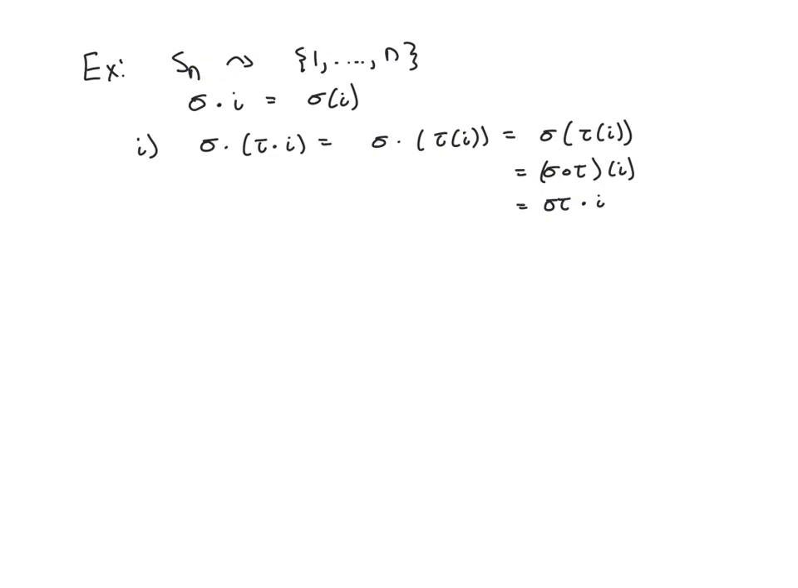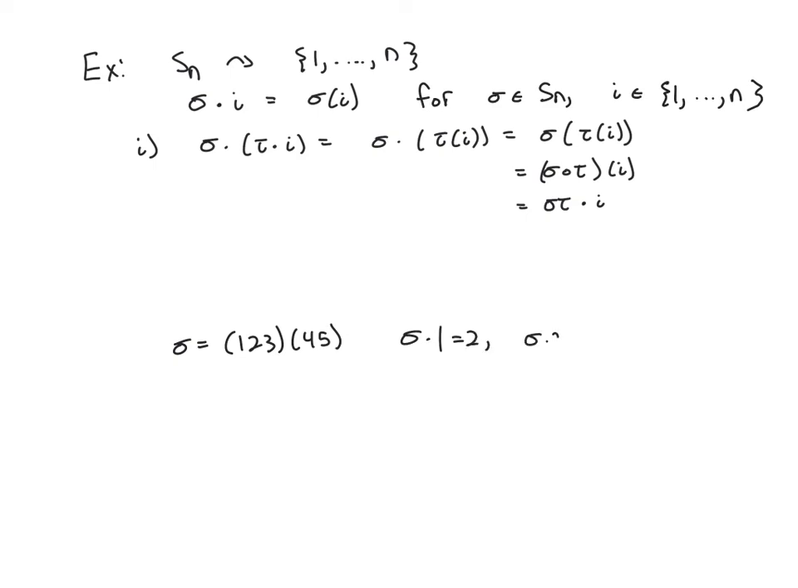As another example, the symmetric group of all permutations acts on the set 1 to n. So here's the way the group action works. Given a positive integer i in this set, and a permutation sigma, sigma dot i is just sigma of i. So for example, if sigma were the permutation 1, 2, 3, 4, 5, 6, 4, 5, then sigma dot 1 is 2, sigma dot 3 is 1, sigma dot 4 is 5.